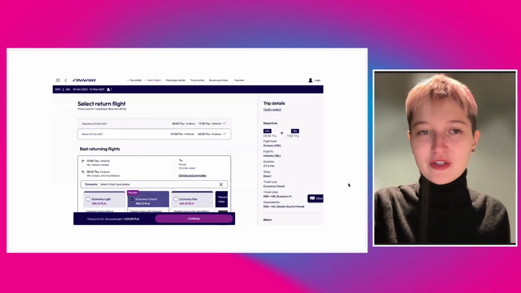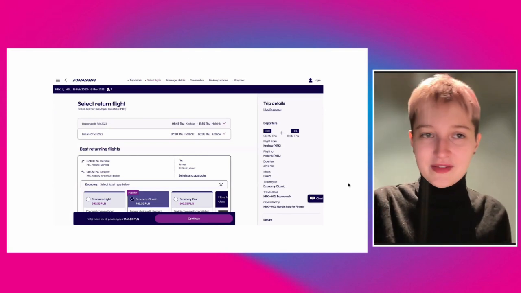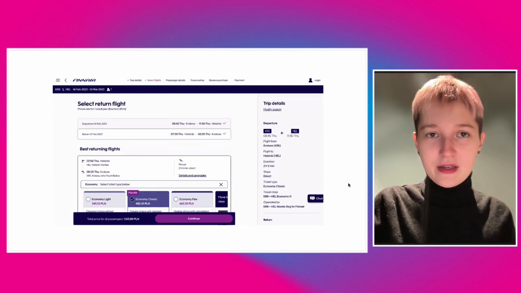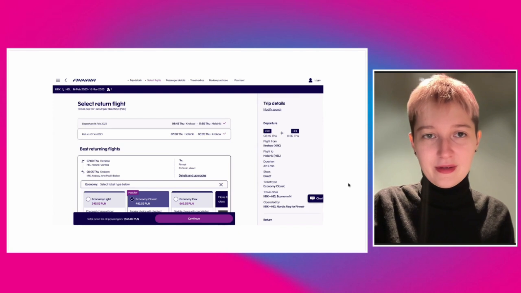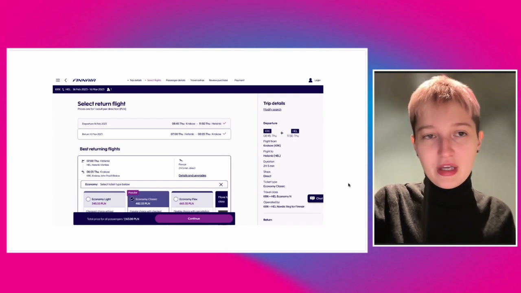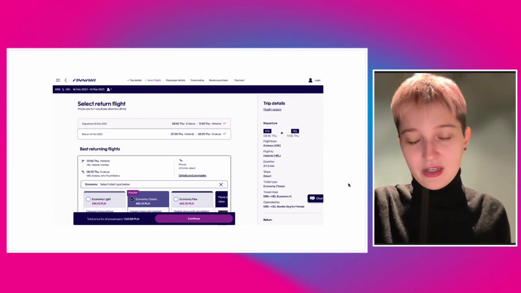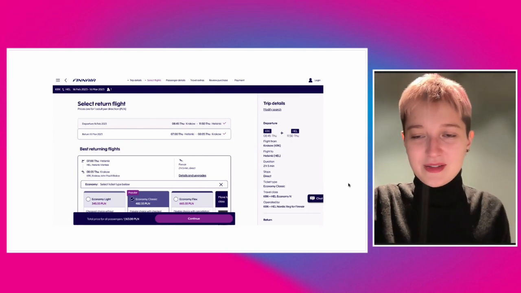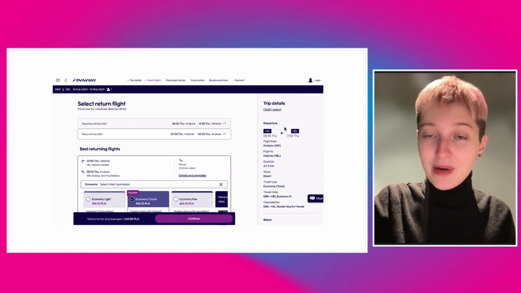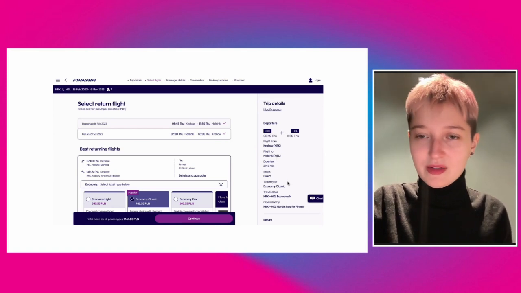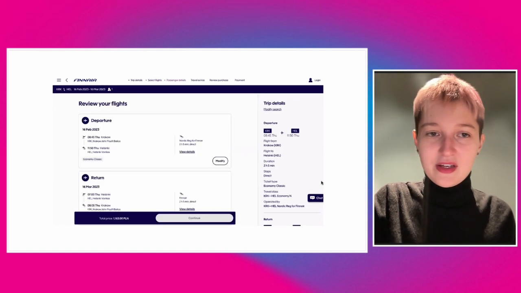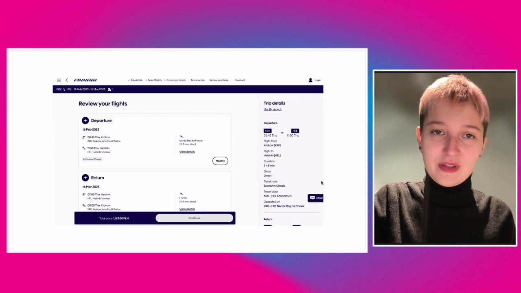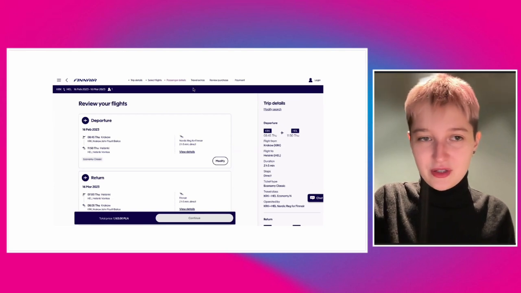They can receive the confirmation, and this is what Finnair does in their shopping process. When we book a flight, which already can be kind of stressful because they cost a lot, there's a lot of details to remember about, but they show all the trip details here on the right side at different steps of the journey.